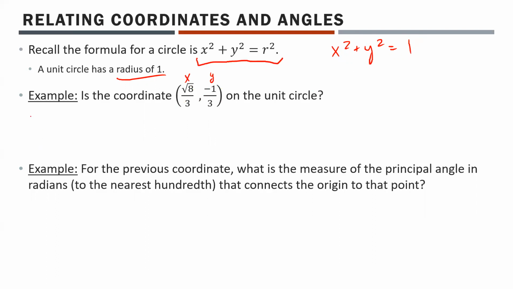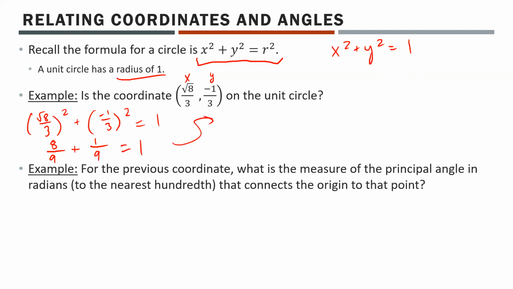So if I plug x into that, we're going to get root 8 over 3 squared, plus if I plug y into that, you get negative 1 over 3 squared, and we want to see if that equals 1. Well, first of all, root 8 over 3 squared, to square a fraction, you just square the top and you square the bottom. So squaring the top here is going to give us 8, because square root 8 squared is just 8, divided by 3 squared, which is 9, plus negative 1 squared is 1, over 3 squared is 9, and we want to see if that equals 1.